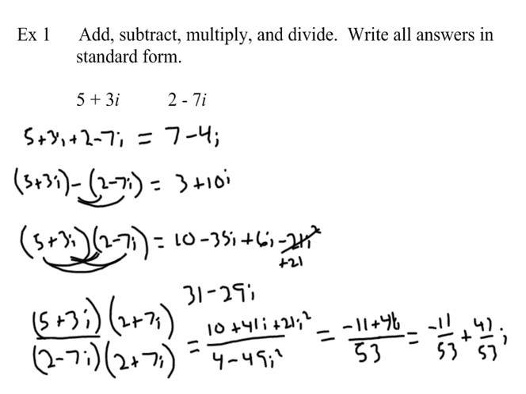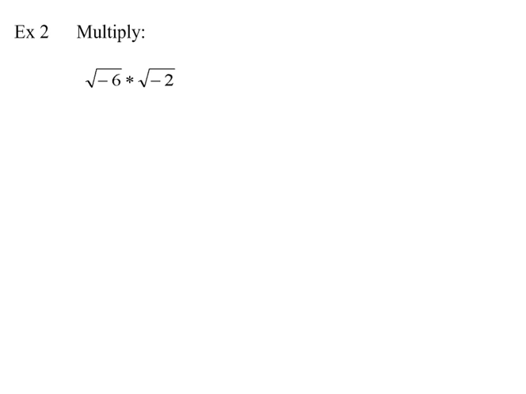Okay, let's move on. Second example, we need to multiply these. Now, what I'm going to do first, do not write this down. I'm going to do this incorrectly. Incorrectly, we would say, let's just make this the square root of everything. Multiply these two together. Simplify what we can.